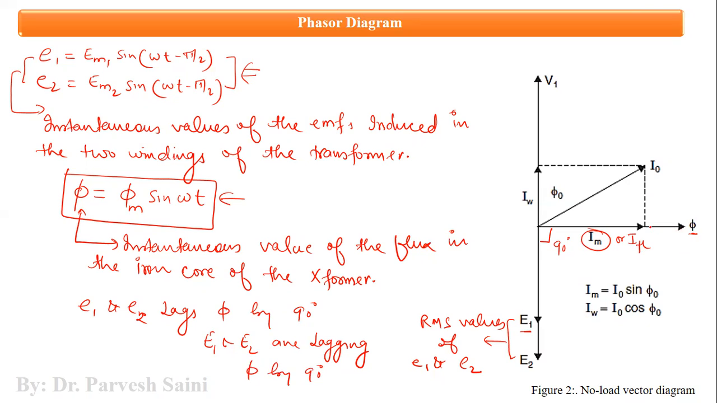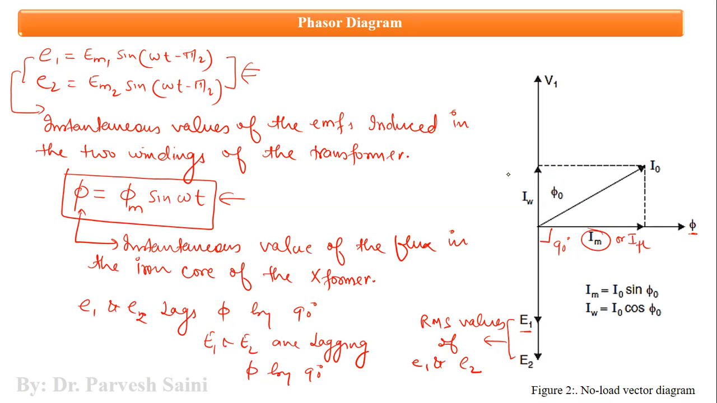So the first thing is flux. Flux is the common parameter. We have taken it on the horizontal axis, and it is because of the magnetizing component of the transformer's no load current I mu, and that is why I mu is in phase with the flux. Then from the EMF equation of the transformer, we have already understood that the induced EMFs lag the flux by 90 degrees, and they are shown lagging the flux by 90 degrees.